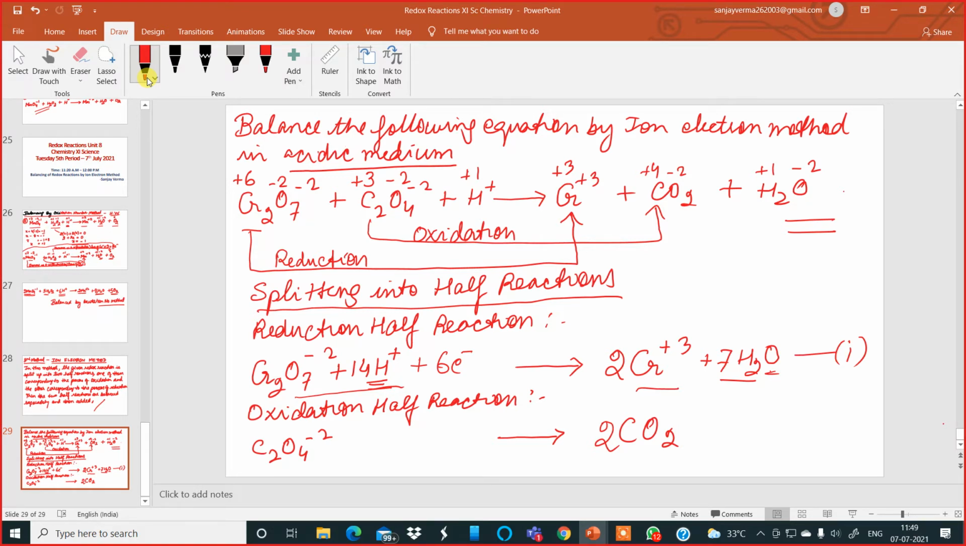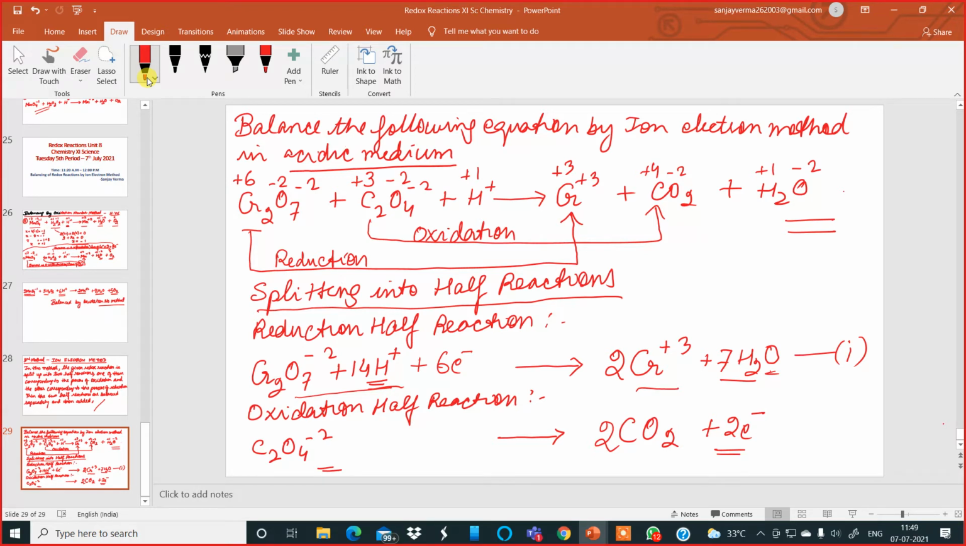Now, what is not balanced? The number of electrons is not balanced. The negative charge is not balanced. On the left hand side, there is minus 2 charge. So to balance the minus 2 charge, on the other side I will put 2 electrons. This side 2 negative charge, this side also 2 negative charge. So this equation is balanced.